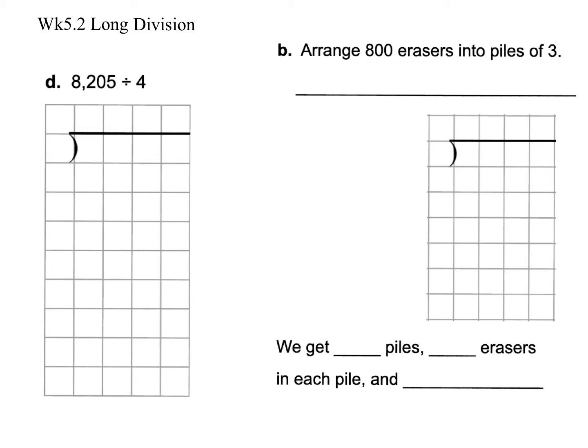So here we go. So remember, divide, multiply, and subtract. Bring it on down, bring it on back. Those are our steps. So we're going to do here 8,205 divided by 4. So put the 4 on the outside. The divisor is outside the door. Dividend goes inside, and we're going to find the quotient.